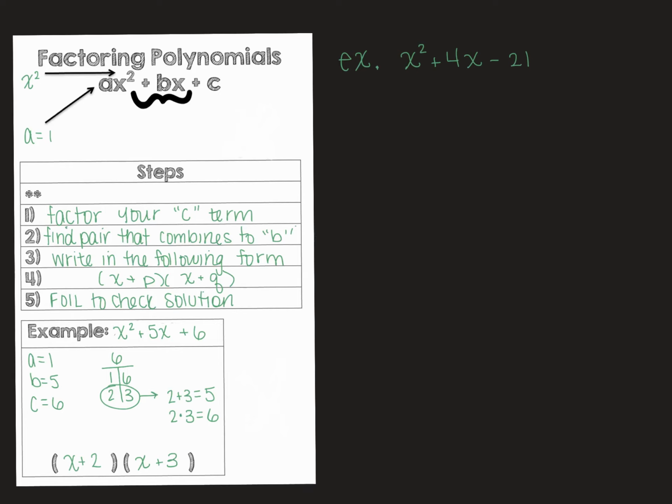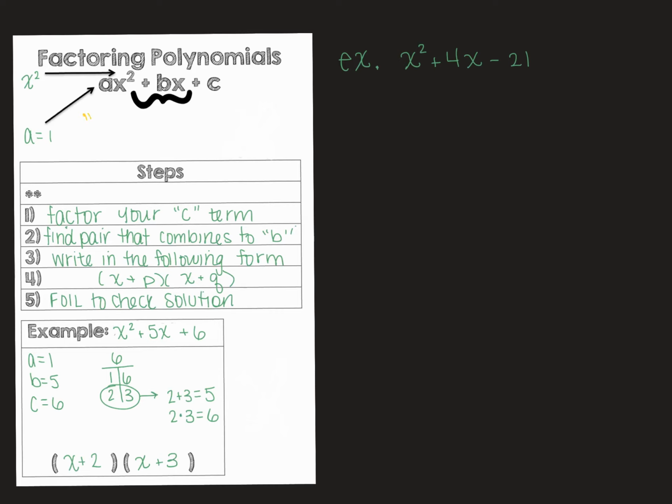The first thing you need to do is to factor your c term. I have these steps already written out for you. You should be writing these down as we go along. Your c is your constant. There are no x terms. So factor your c. Find the pair that combines to b. When you find that pair, you're going to write it into the following form, and then we can check our solution. So we want to think about factors of c that combine to b.